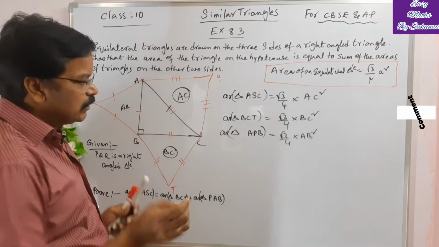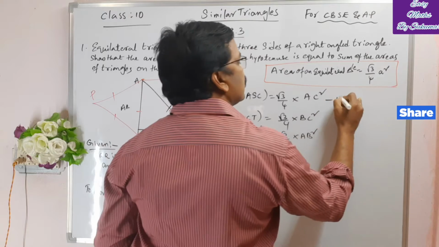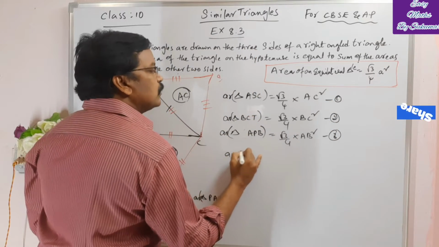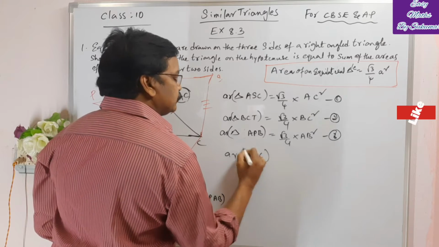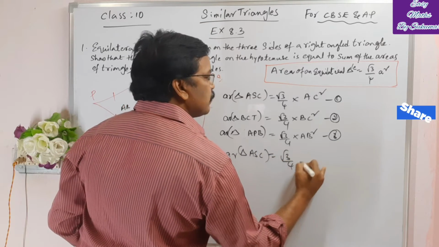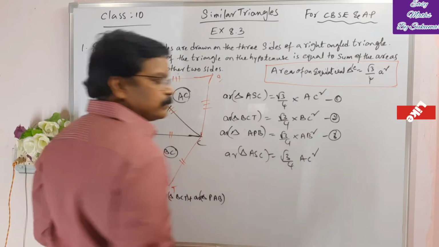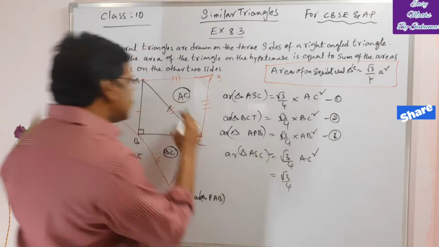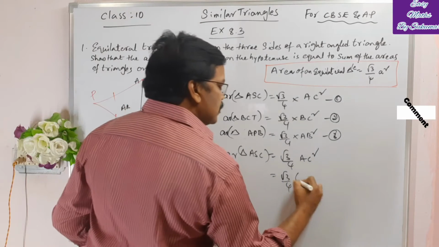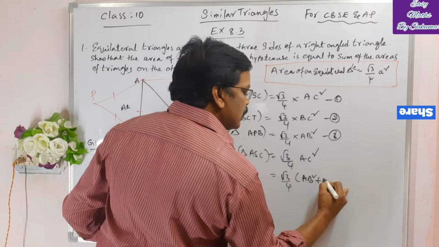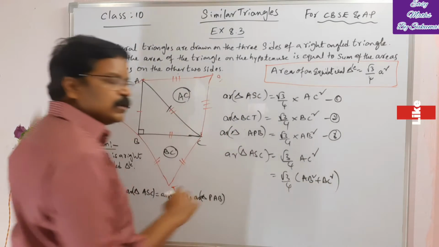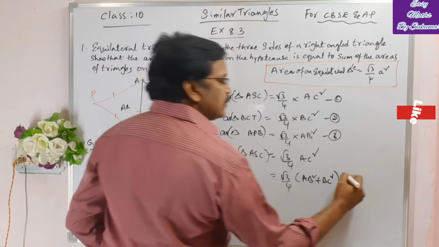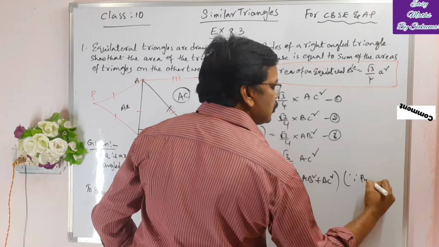Okay, my dear students. So this is equation 1, this is equation 2, this is equation 3. We will take only the area of triangle ASC. This is root 3 by 4 into AC square. But this AC square can be written as AB square plus BC square. Okay, my dear students, why? According to Pythagoras theorem.